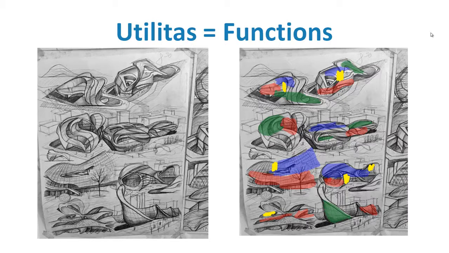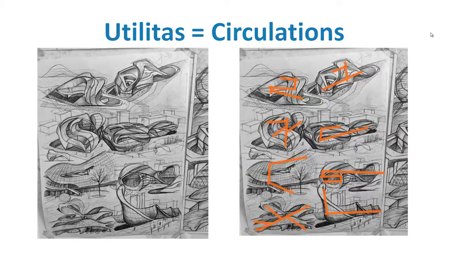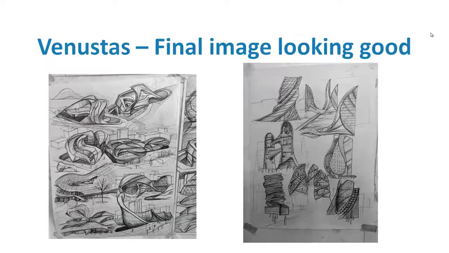All of these things, they happen on the inside of your building, okay? You need to, again, think about this as well as you can at this stage, okay? Maybe circulation, how people can flow around your building. Maybe that's important as well on the inside of your building. And venustas, the last stage, basically the image looking good.